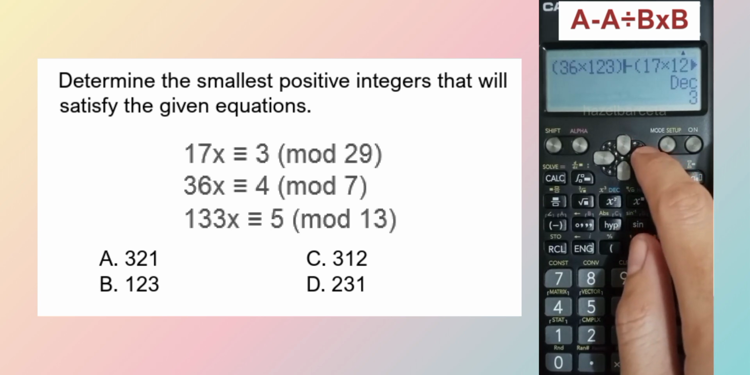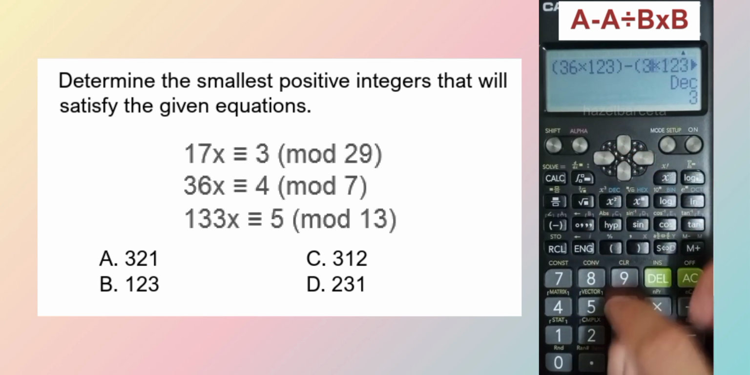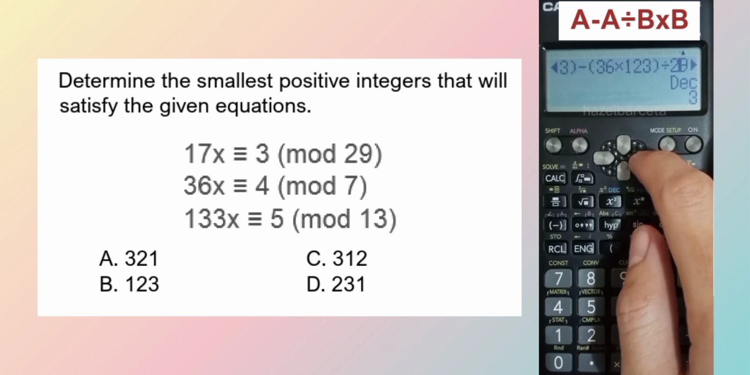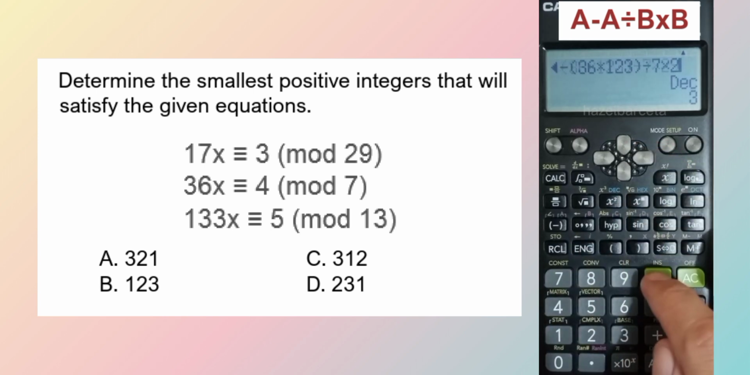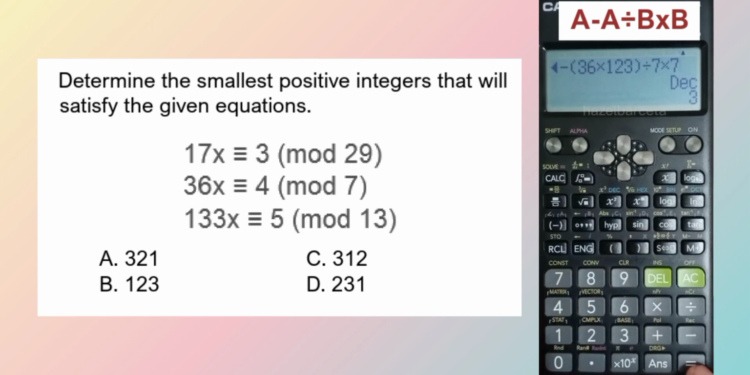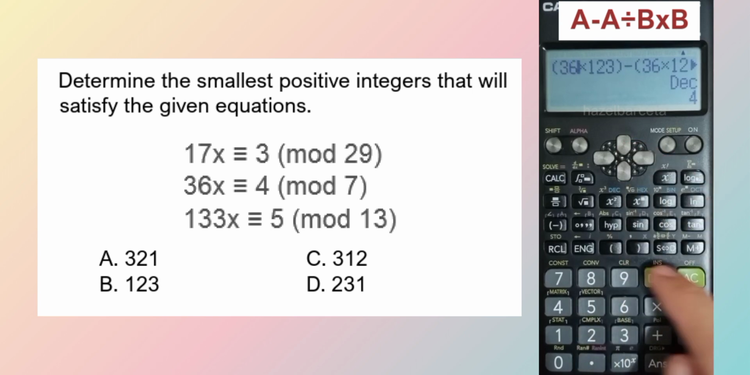36x and the B is 7. Palitan po natin ito ng 36 at palitan din po natin ito ng 7. For us to check kung masasatisfy niya ang equation. At dapat ang sagot po ay 4. So, okay. Let's try 133.